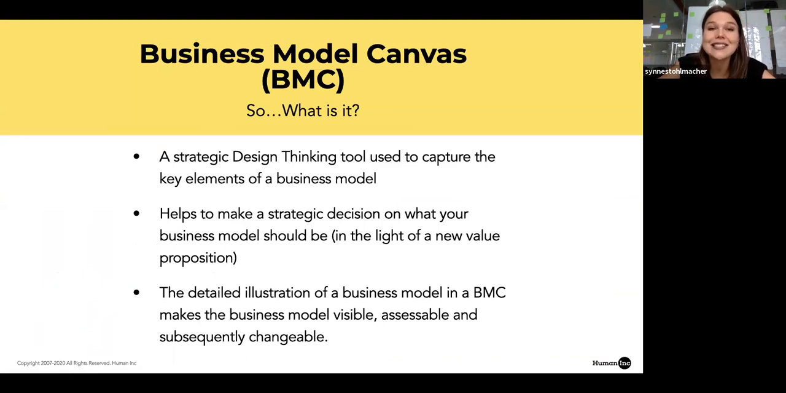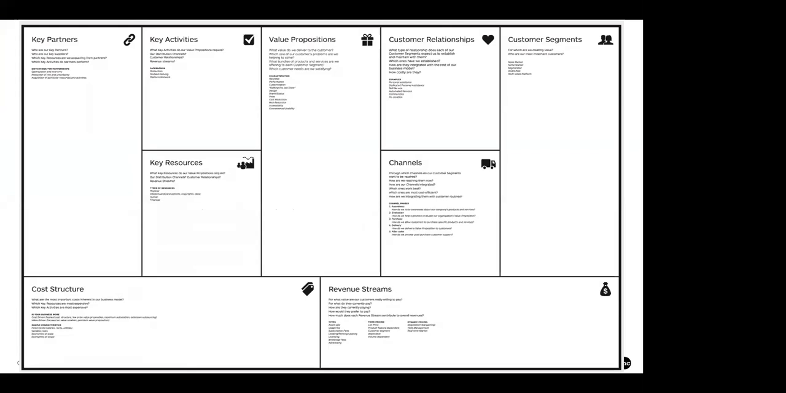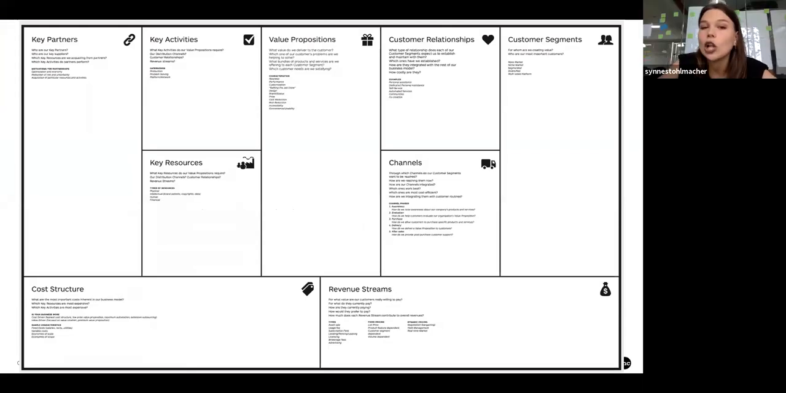It also makes it accessible, so you can assess whether or not it's a good business model. And it also makes it changeable. So you can also map the before and after business model and see how it evolves over time. This is how the business model canvas looks.